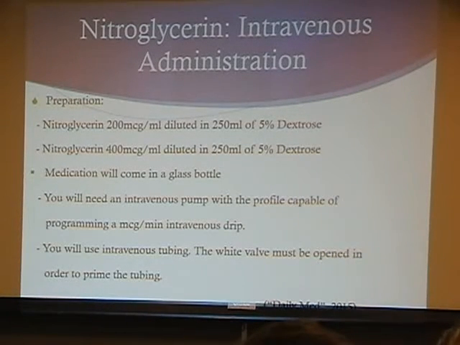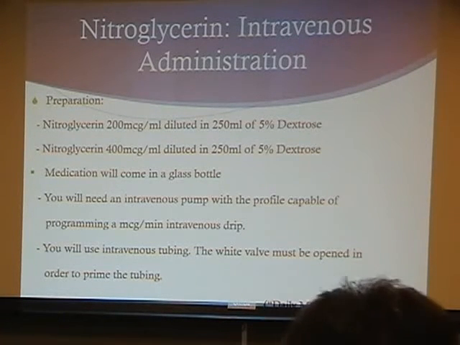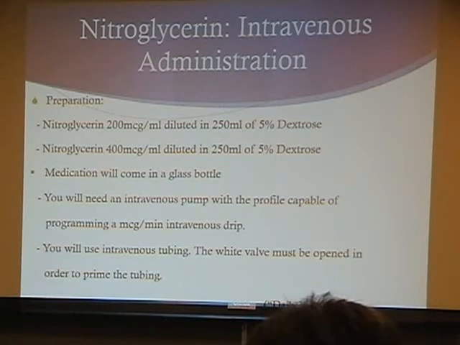Okay, so now we're kind of getting into the intravenous administration. So there's a few preparations that it can come in. We've all seen nitroglycerin. It comes in the glass bottles, and you can use regular tubing. You just need to open the valve, the white plastic valve that's on the side. It comes in 200 micrograms per ml, diluted in 250 mLs of 5% dextrose, and then the 400 micrograms per ml in the 250 of 5% dextrose.